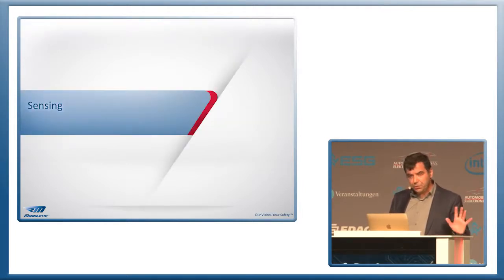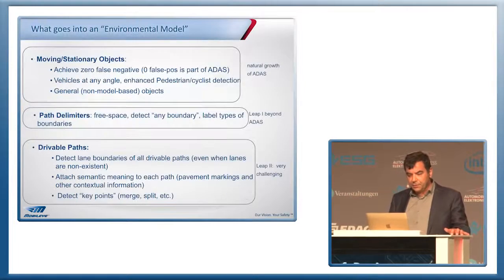So let's spend two slides on sensing, because sensing is the most intuitive part. I want to skip it, even though most of what we are doing at Mobileye is sensing. In terms of sensing, the purpose is to build an environmental model. Where are all the moving objects, where are all the vehicles, pedestrians, obstacles, where are all the path delimiters like a curb, guardrails, barriers, where are all the drivable paths and their semantic meaning. All of this, 360 degrees, is an environmental model. So let's see what goes into it and what is challenging and what is not.